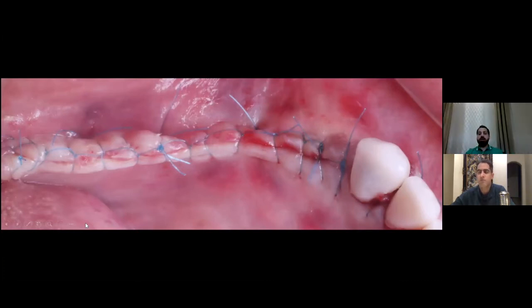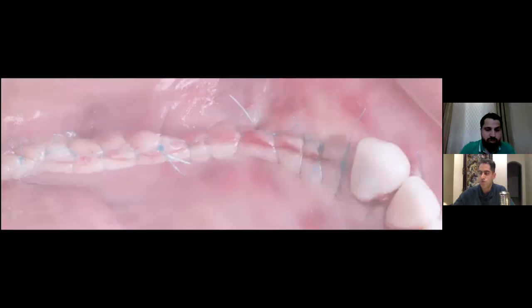What I like to do is to close my flap on two levels, first periosteum to periosteum using horizontal mattress sutures that you can see here, 1, 2, 3. And if I see that I need more on the mesial, I would do it, and then I will close it superficially with continuous sling sutures or continuous suture or with separated sutures.